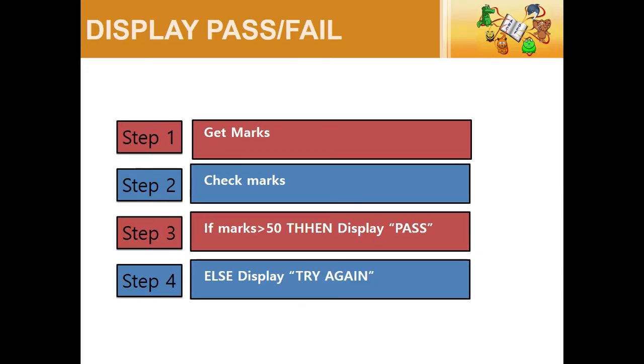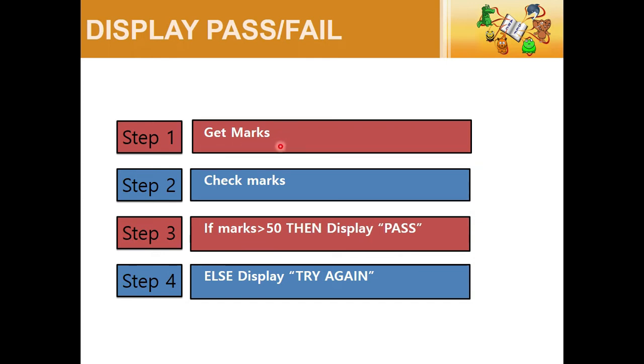Let's go through the below example. We are going to decide pass or fail based on the subject mark. These are the steps to follow. First, get marks from the user as our input. Then we need to check the marks with a condition. If that condition is true, one statement will be followed. If that condition is false, another statement will be followed.